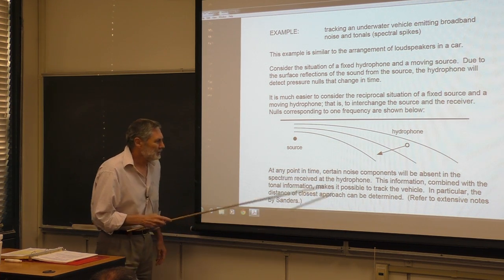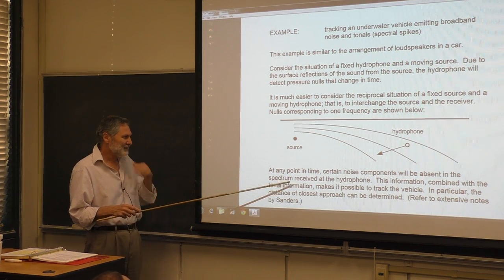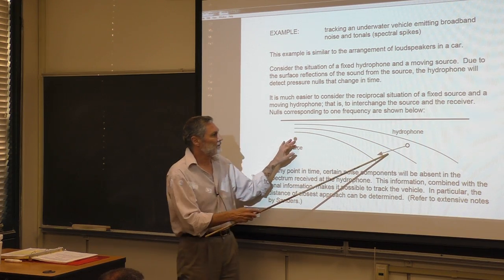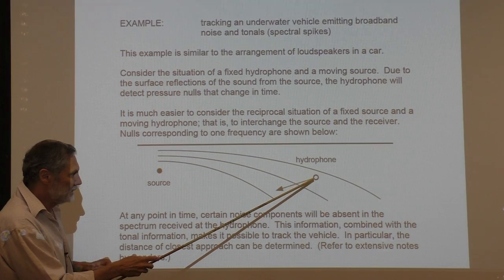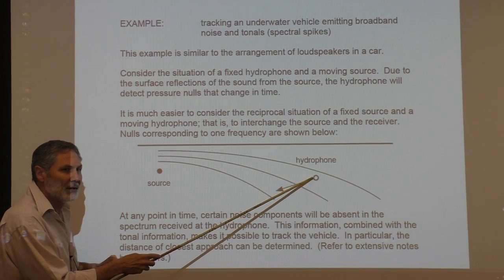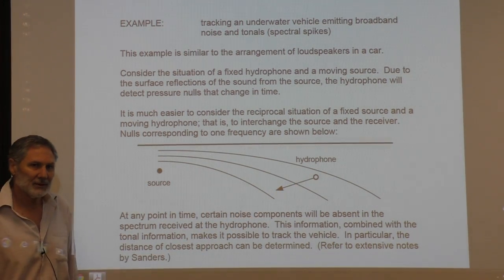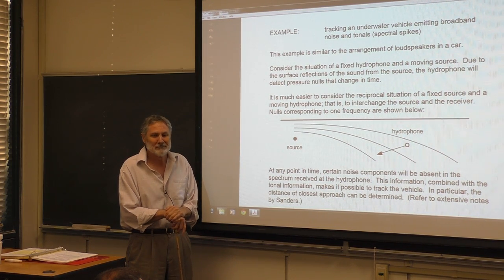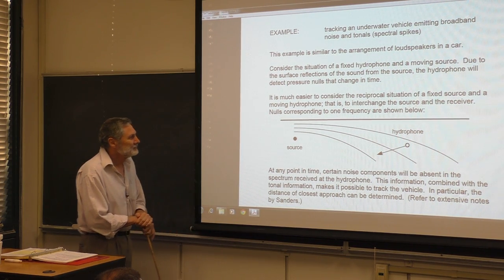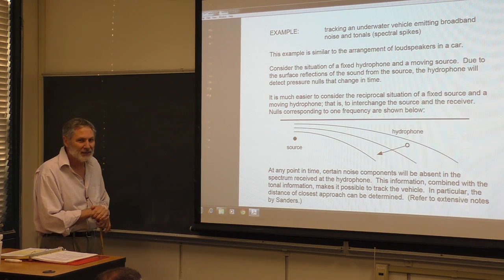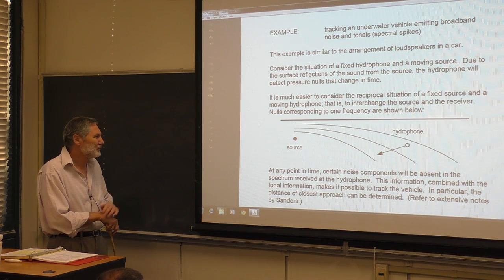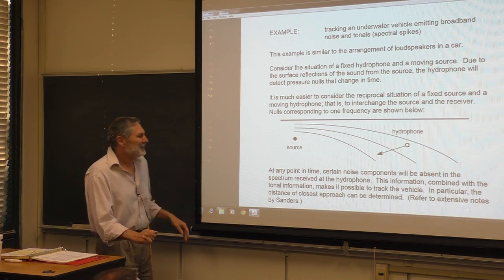So anyway, what you can do here, and this is what Sanders wrote up in this lengthy document, is you can actually track this by doing a calculation here. And from the information received by the hydrophone, you can actually track that source. And in particular, I remember he found the distance of closest approach. Okay? So that could be useful if you want the mine to detonate, okay? You want to make sure it's a foe and not a friend, though, I suppose, okay? That's your problem. All right.